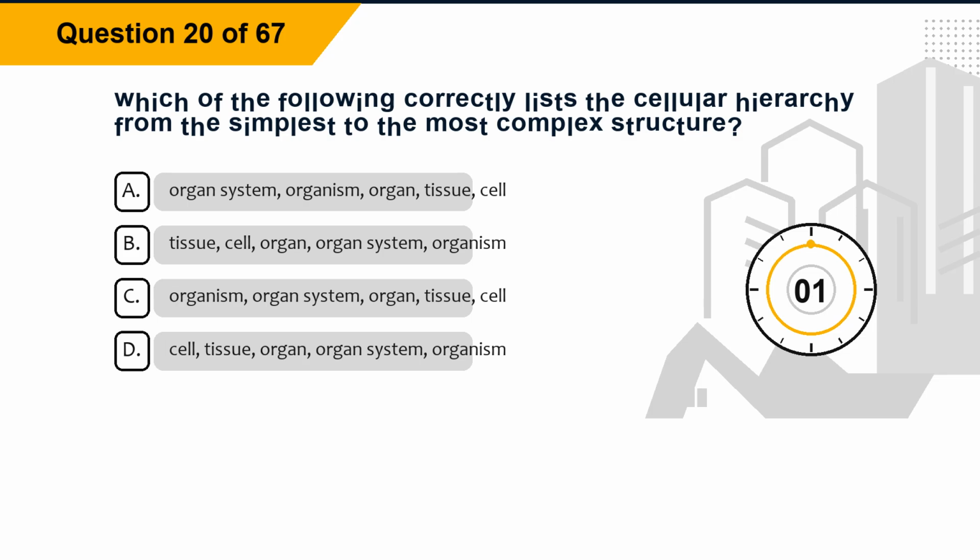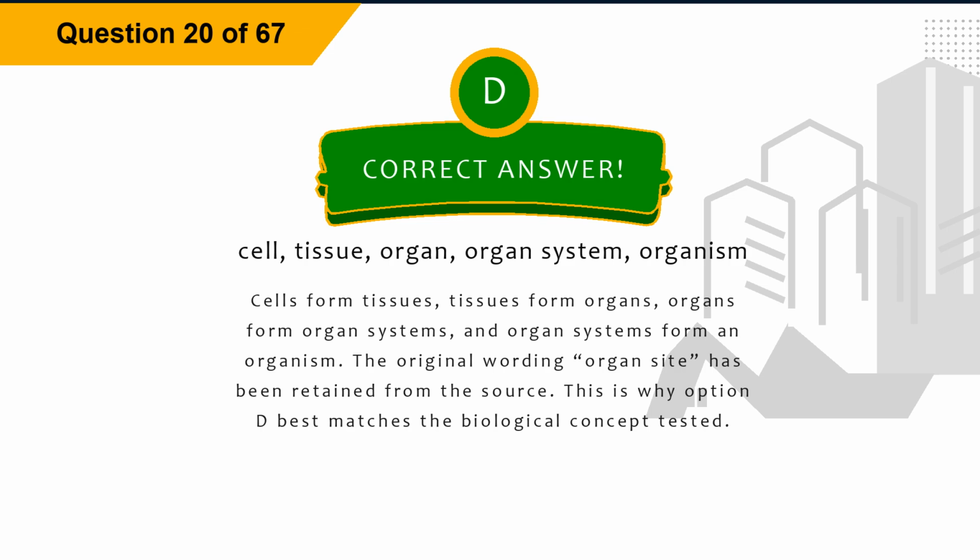The correct answer is option D, cell, tissue, organ system, organism. Explanation: cells form tissues, tissues form organs, organs form organ systems, and organ systems form an organism. The original wording "organ site" has been retained from the source. This is why option D best matches the biological concept tested.